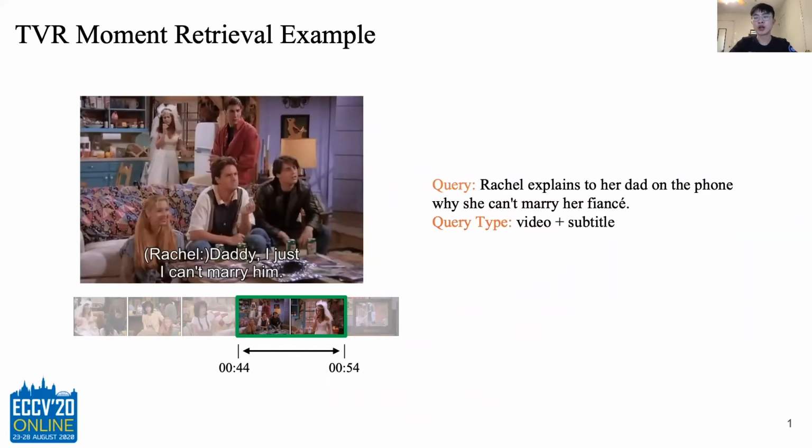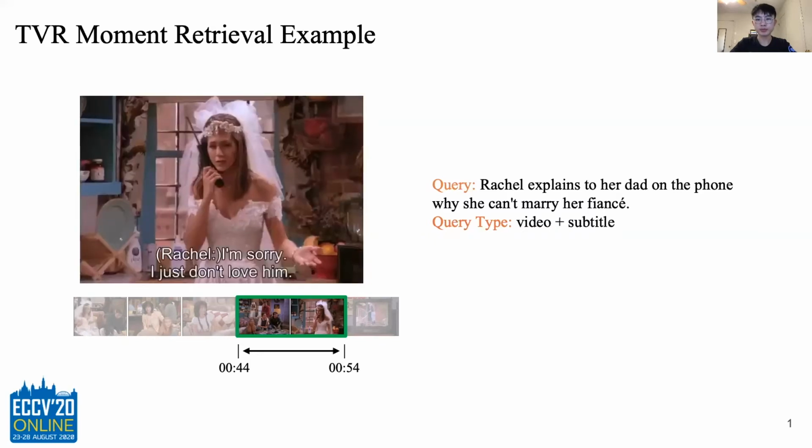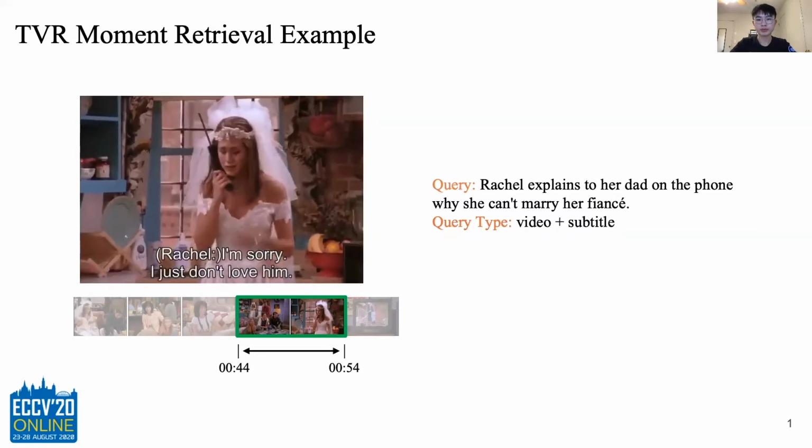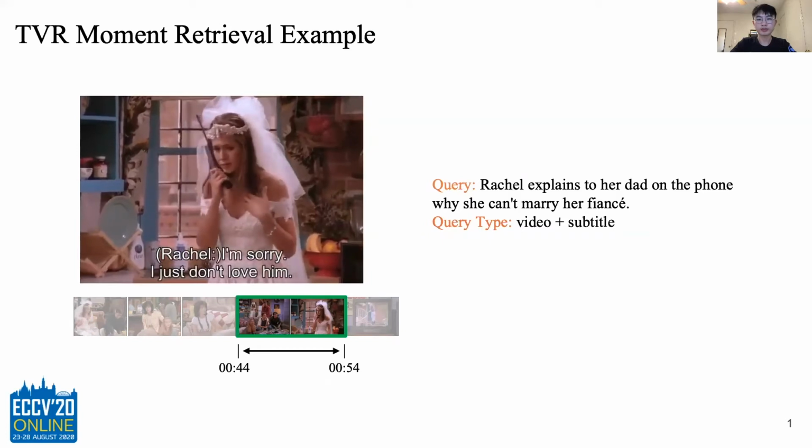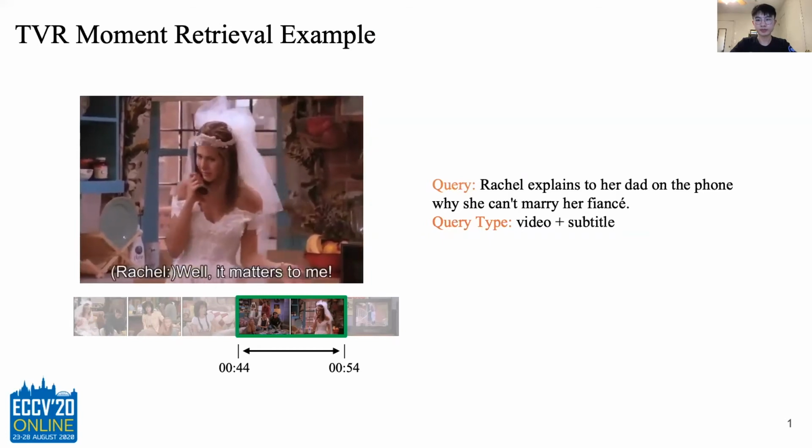The query is, Rachel explained to a dad on the phone why she can't marry her fiancé, and the matched moment is, Daddy, I can't marry him. I'm sorry. I just don't love him. Well, it matters to me.